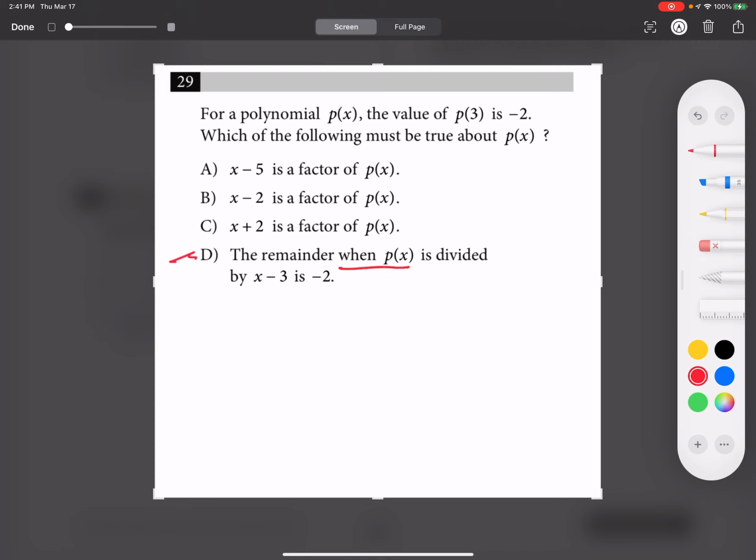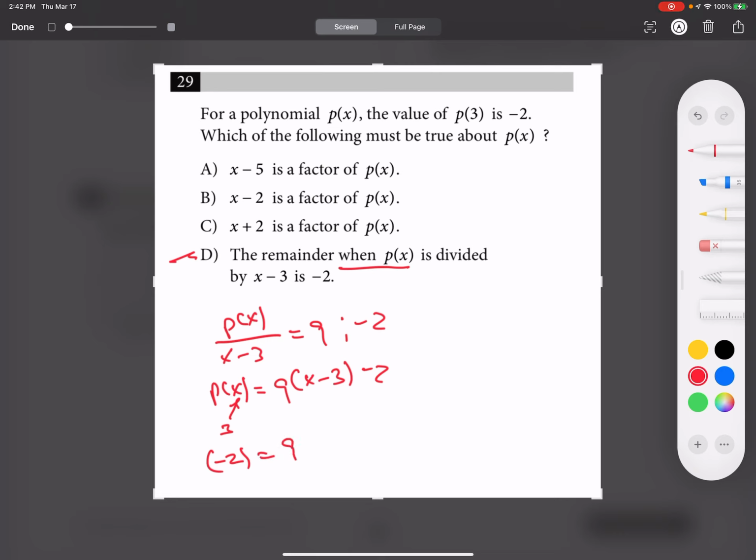Finally, the remainder when p of x is divided by x minus 3: I have a quotient and the remainder minus 2. Let's put it in that format. P of x, the dividend, is the quotient times the divisor plus the remainder. So, plus minus 2. P of 3 is minus 2. The quotient here needs to be 3 because I'm substituting 3 here.